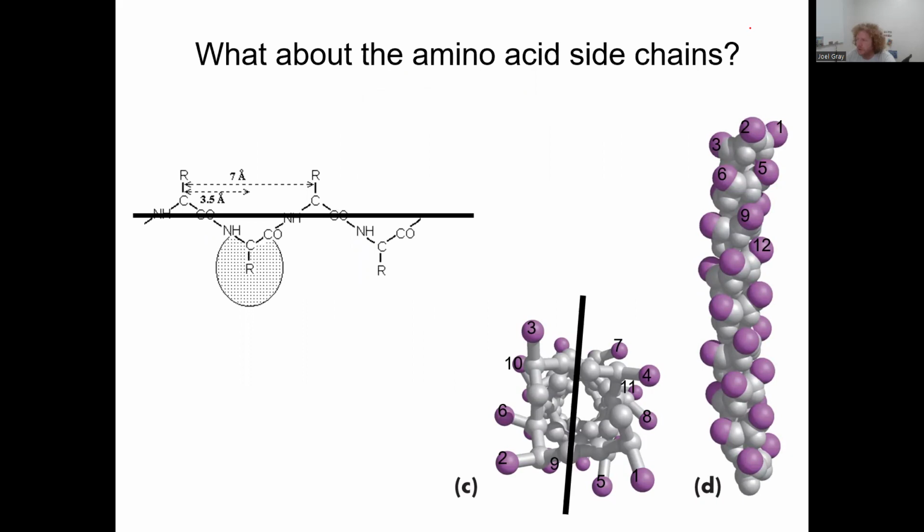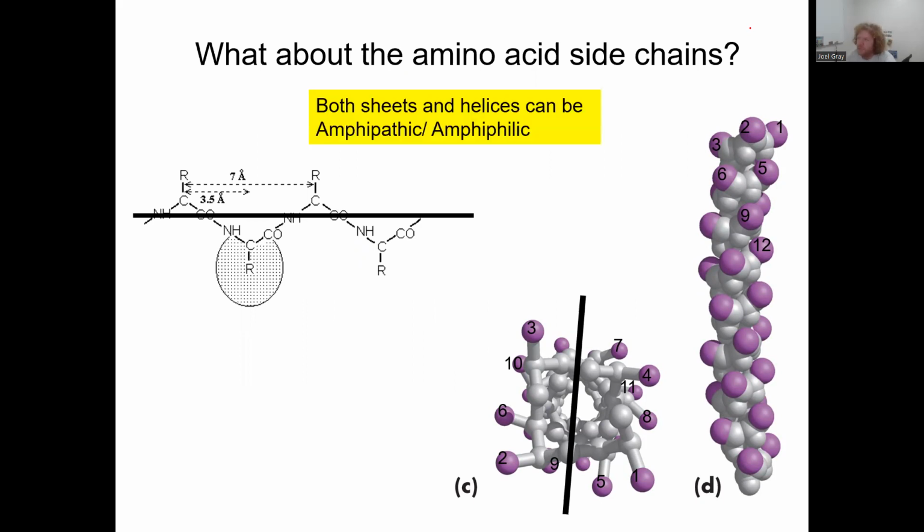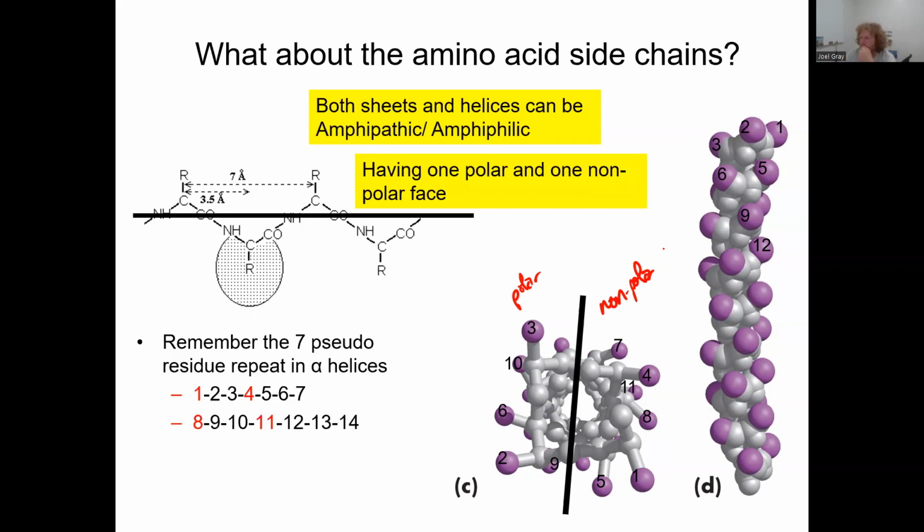So those amino acid side chains are absolutely relevant to whether you are going to form an alpha helix or a beta sheet. Now, both sheets and helices can be amphipathic and amphiphilic. So you could have one portion that's a bunch of polar residues, and then a portion that's non-polar or more hydrophobic residues. What that means is you're going to have this region right here that would love to interact with other non-polar portions or non-polar substances.